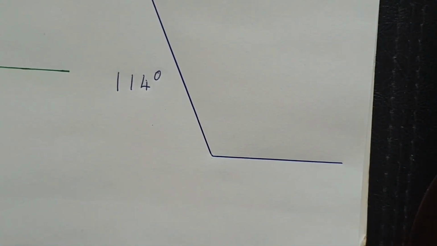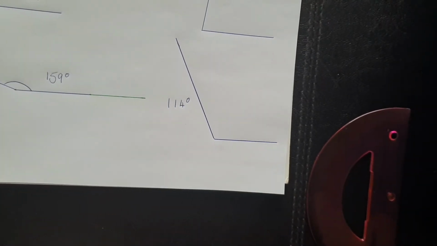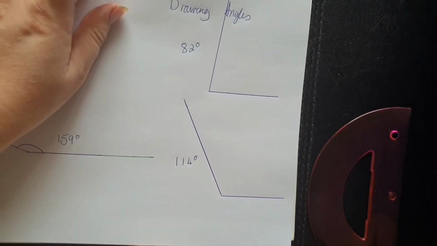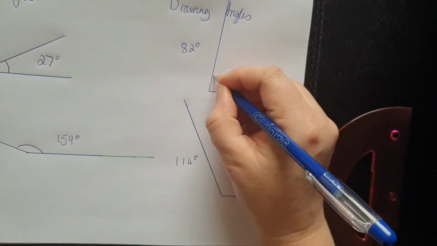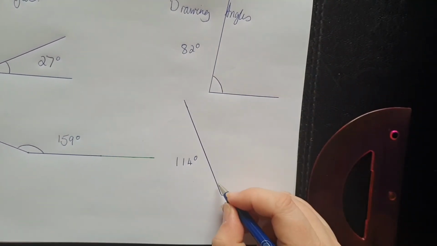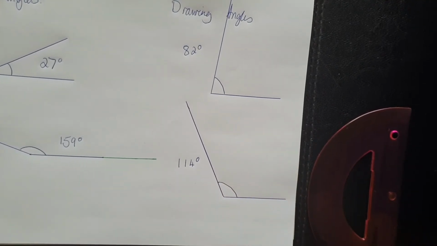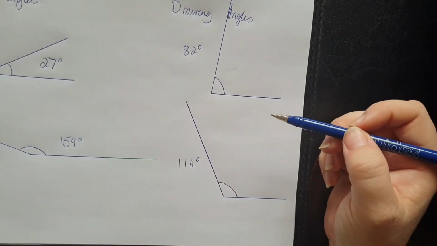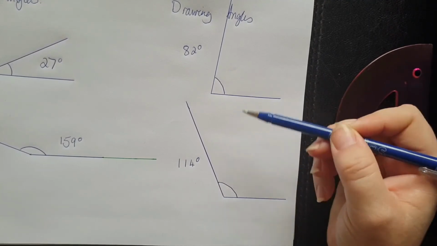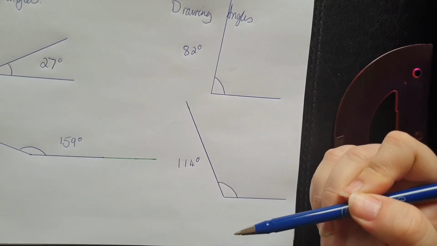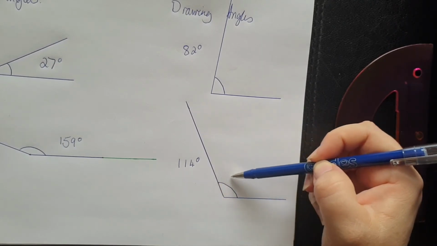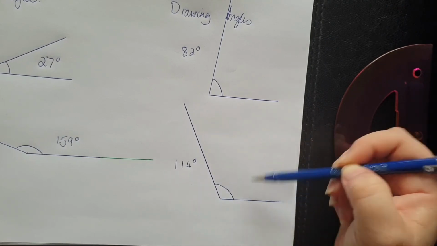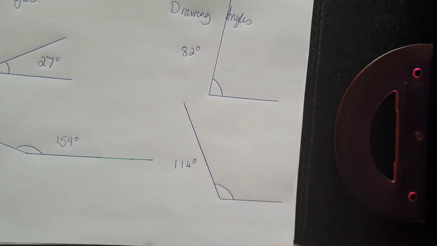Now, on both of these questions, I'm actually missing something important. Have a look and think about what I'm missing. I'm in fact missing the arcs. Now the arcs are very important because they clearly show what angle you have measured. Because remember, just because you've got two lines, you have in fact got two angles. You've got one here, one on the outside, one here, one on the outside.